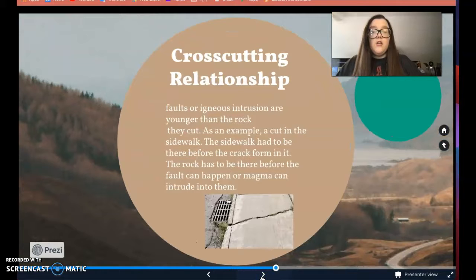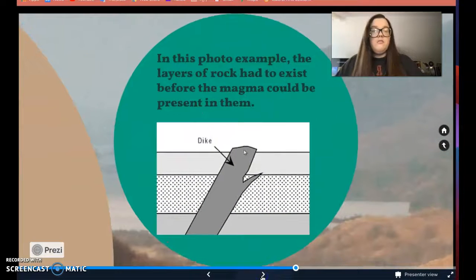Okay, next is cross-cutting relationships. Faults or igneous intrusions are younger than the rocks they cut. As an example, you could think about a cut in the sidewalk. The sidewalk had to be there before the crack could form in it. So the rock had to be there before the fault could happen or magma could intrude in them. And just for another example, it looks like this. The layers of rock that you're seeing here had to exist before the magma could be present in them.